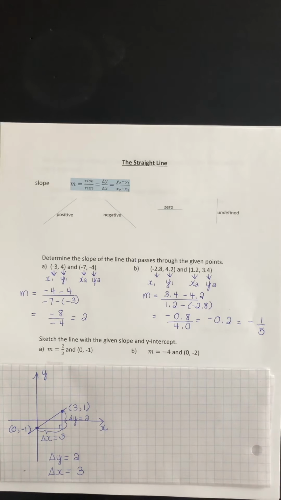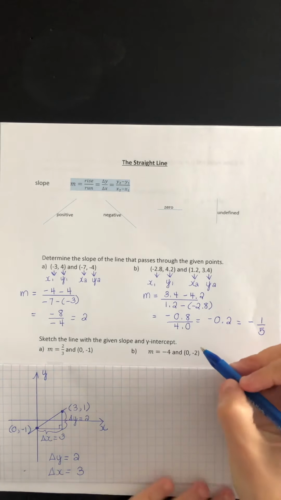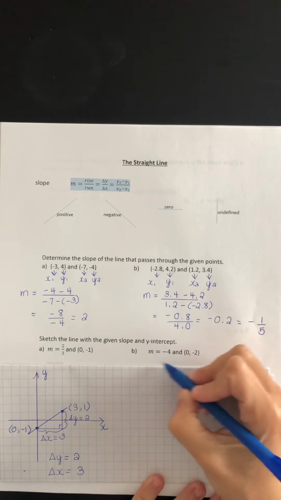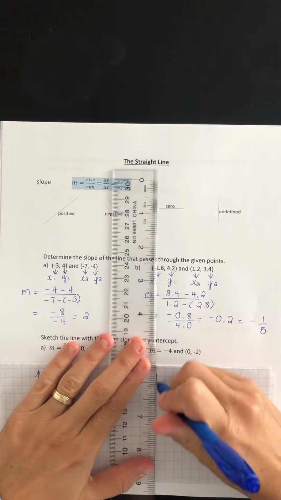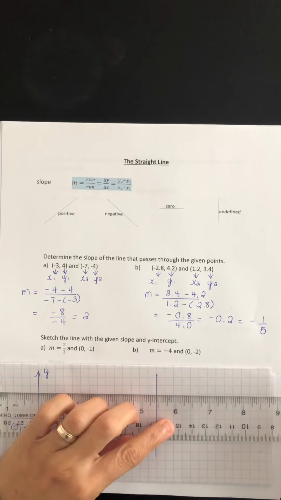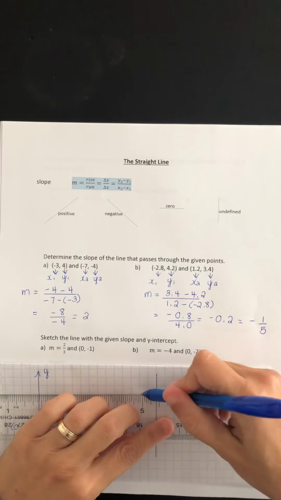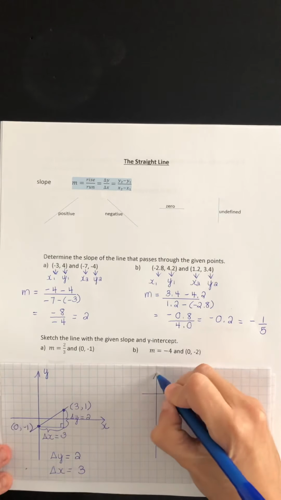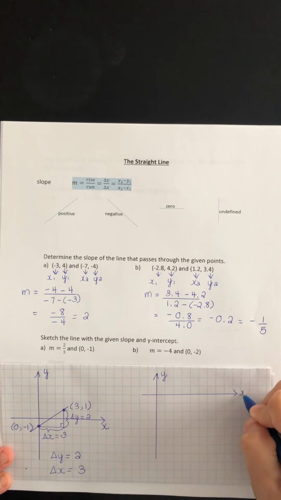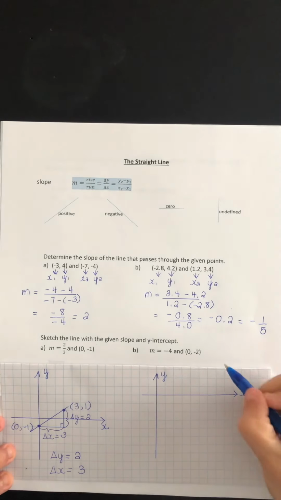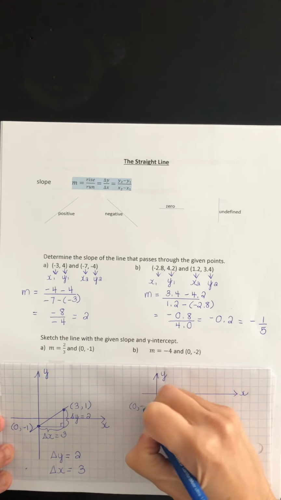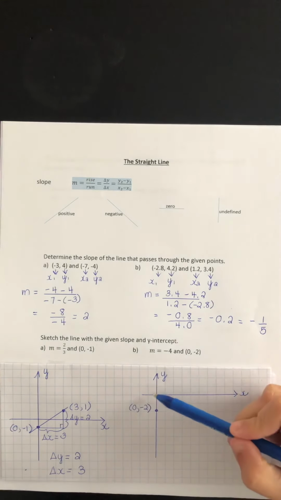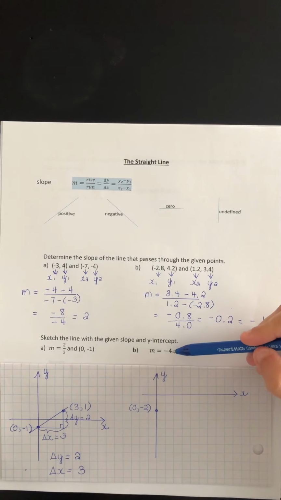Okay, let's try this one. So part B. Once again, I'm going to start at the y-intercept and then apply the slope to get a second point on the line. So y and x beginning at the point 0, -2. That point is right here on my graph, 2 units below the origin.